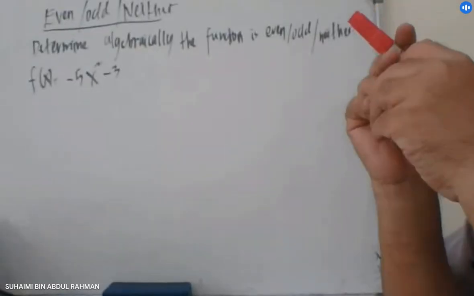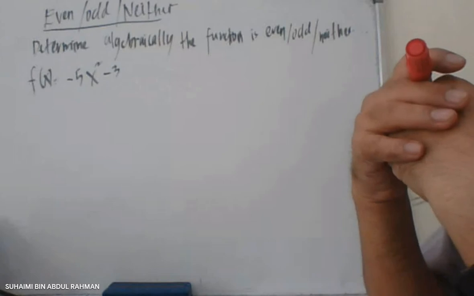It's nothing to do with the domain. Put the negative value in x. For example, negative 1. So negative 5 in bracket negative 1 squared minus 3, and then get the result.